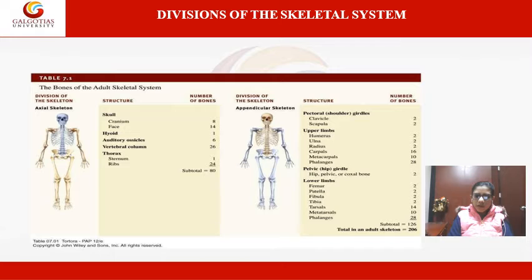Next come to the pelvic girdle. The hip, pelvic or coxal bone is 2, in a pair. So two hip bones will be there, two femurs, two patellas, two fibulas, two tibias, and then tarsals, 7 each side, so it will be 14. Then metatarsals, 5 each side, so 10, and phalanges 14 each side, so 28. So the total count of the appendicular skeleton bones is 126.